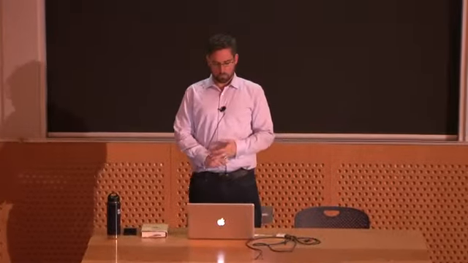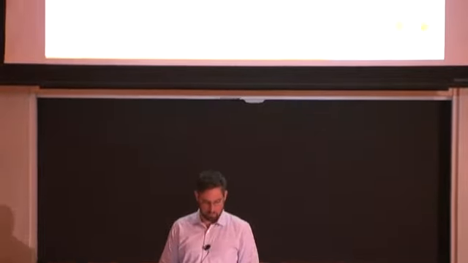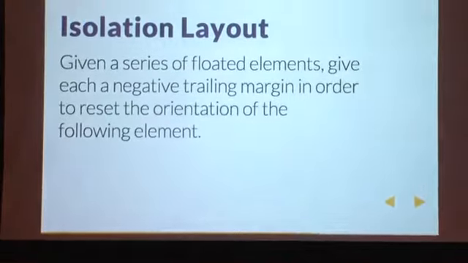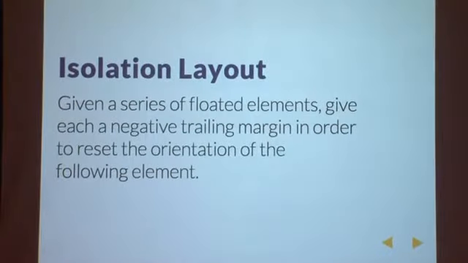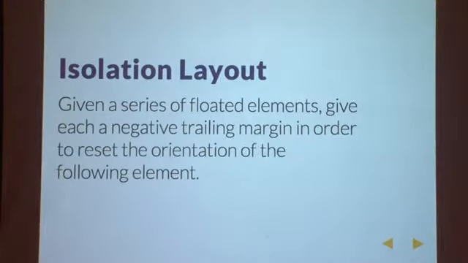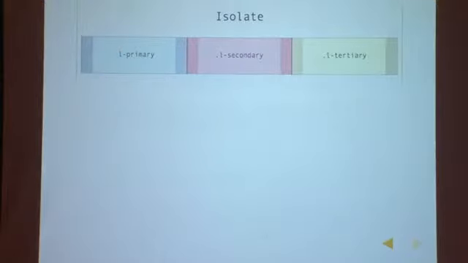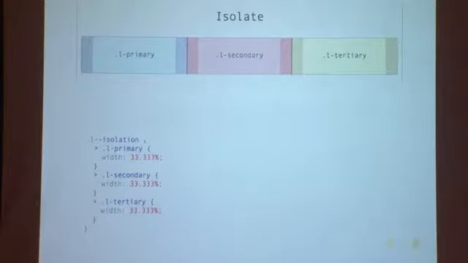An alternative to that is isolation layout. So given a series of floated elements, give each a negative trailing margin in order to reset the orientation of the following element. So this is, I think John Albin is typically credited with coming up with this solution. So we have a similar layout to what we had before. Things are floated. They're all 33%.